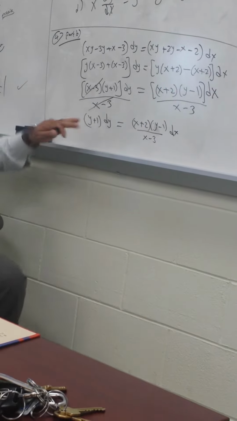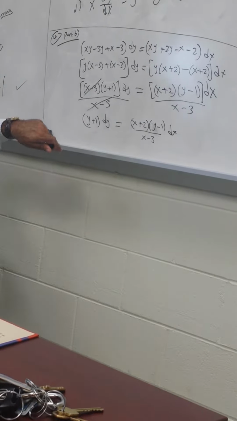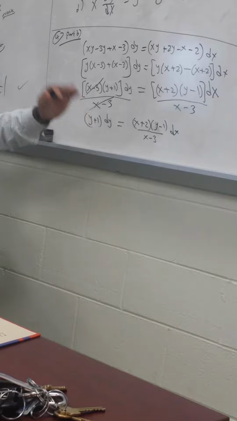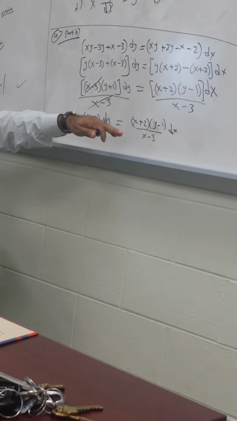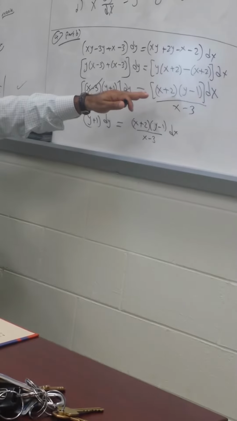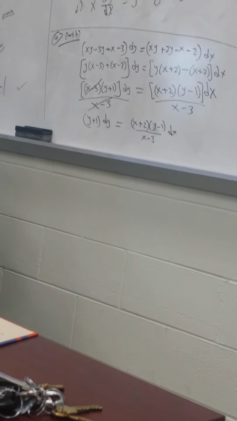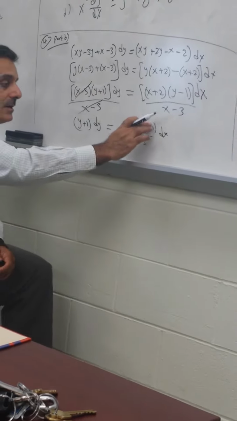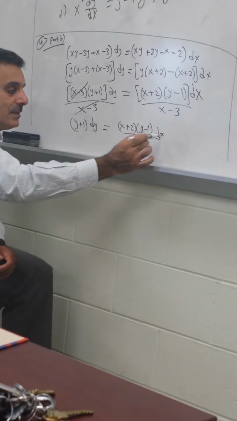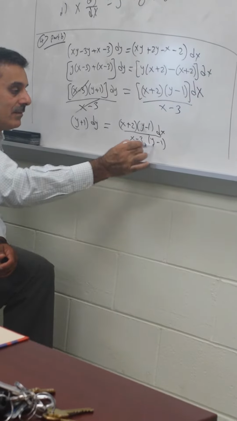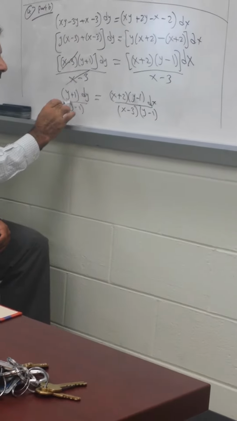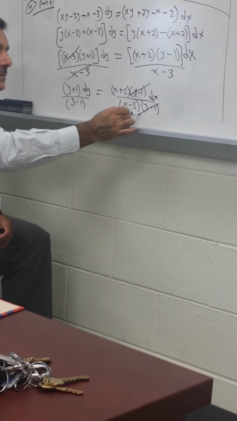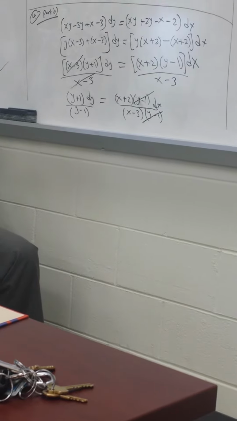But the other side, this side is fine, the left-hand side, right? It has y and dy. But if we look at the other side, we have the dx and we have the x plus 2 and x minus 3, but we still have there y minus 1 we have to get rid of. So how do we get rid of y minus 1? You simply divide both sides by y minus 1, right? So if you divide both sides by y minus 1, then that's gone from the other side.